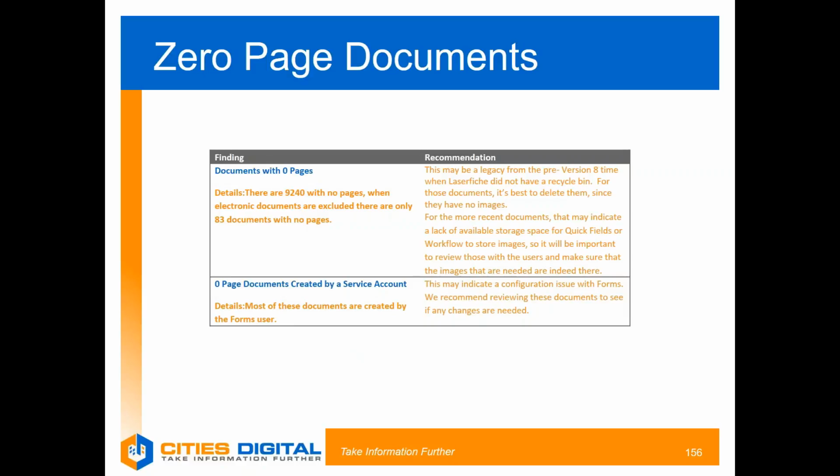I think that nowadays we generally see that second box at the bottom there, that zero pages can be from forms being misconfigured, but these are essentially images that have no value. There's nothing there. There's nothing to see. There's nothing to evaluate. So these are simply worth deleting. There's a couple other reasons why you might have zero-page documents.